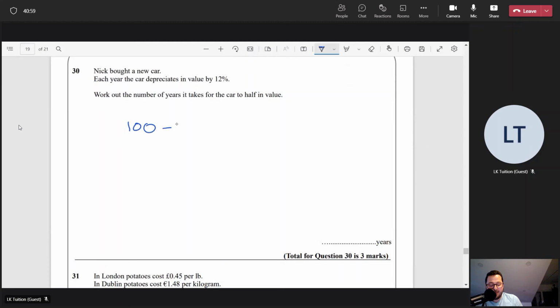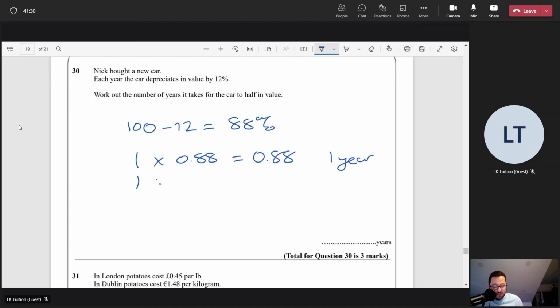So 100% minus 12 is 88%. So if we start with 1, we're going to do 1 times 0.88, and we're going to see what our answer is. So, well, it's just going to be 0.88, isn't it? So 1 times 0.88 is going to be 0.88. So that's 1 year, isn't it? Then we want to do the answer times another 0.88. But what you can do, you can write that as 0.88 squared. And that power will tell you what the year is every time.